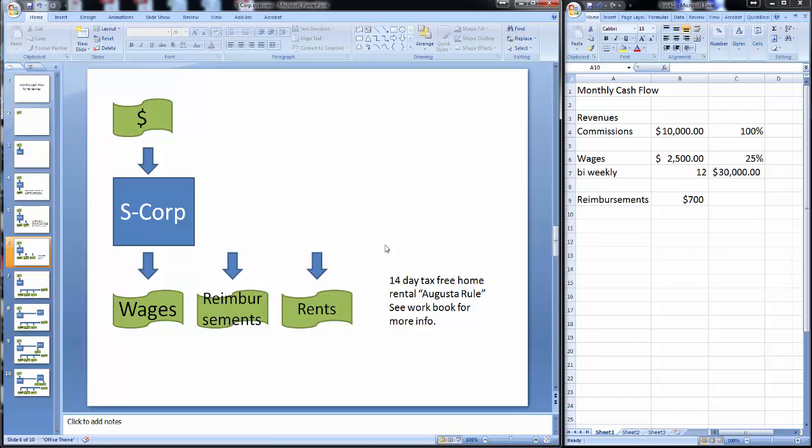So that's up to $14,000 a year of completely tax-free income. Okay, more information is on the workbook. So reimbursements, let's say rents. So let's say you do $750. You split the difference between the 500 and the 1,000.